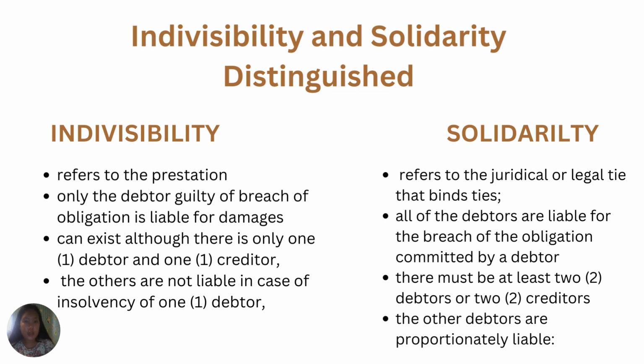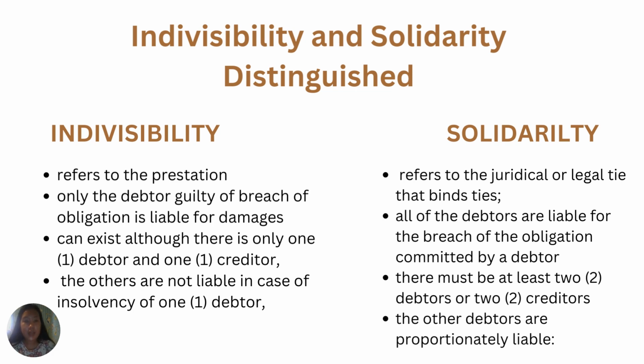In indivisible obligations, only the debtor guilty of breach of obligation is liable for damages, while in solidary obligations, all of the debtors are liable for the breach of the obligation committed by a debtor. Third, indivisibility can exist although there is only one debtor and one creditor, while in solidarity there must be at least two debtors or two creditors. And last, in indivisible obligations, the others are not liable in case of insolvency of one debtor, while in solidary obligations the other debtors are proportionately liable.